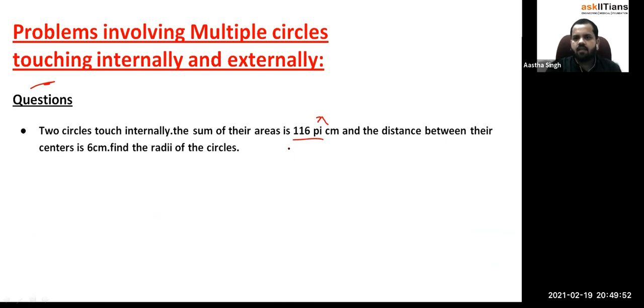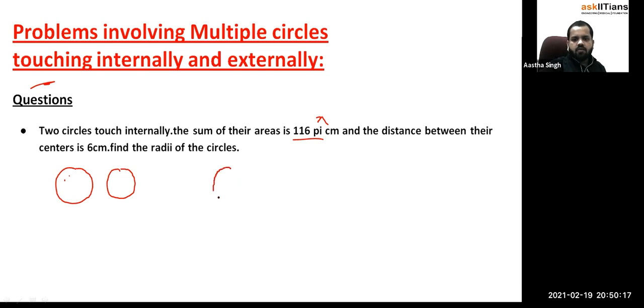Before discussing the question, let me tell you one thing. Only a few conditions can be there between two circles and their intersection. The same way we did a point and a circle, and a line and a circle intersection. The first condition can be that your circles do not intersect.